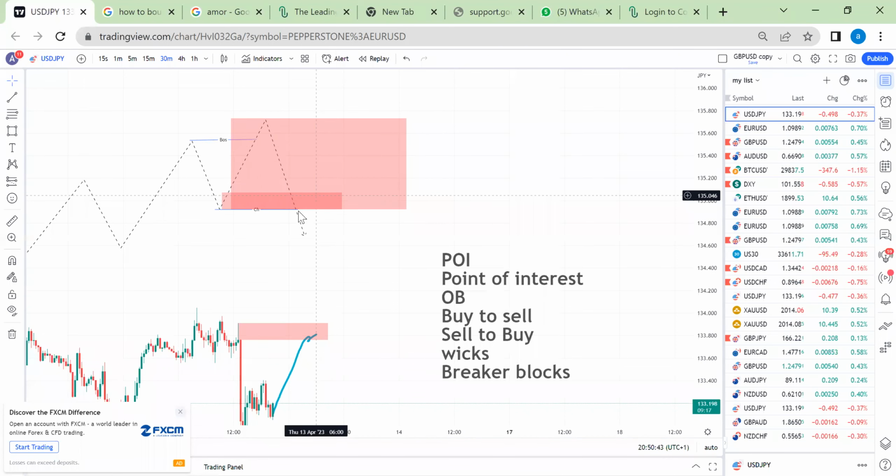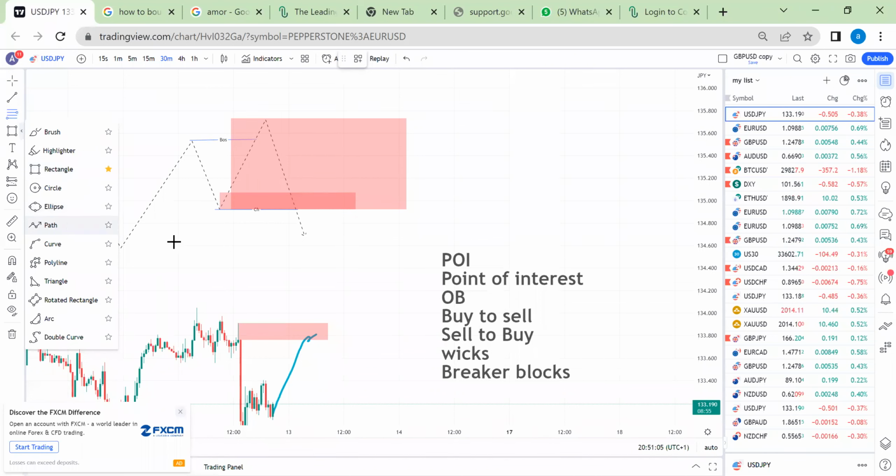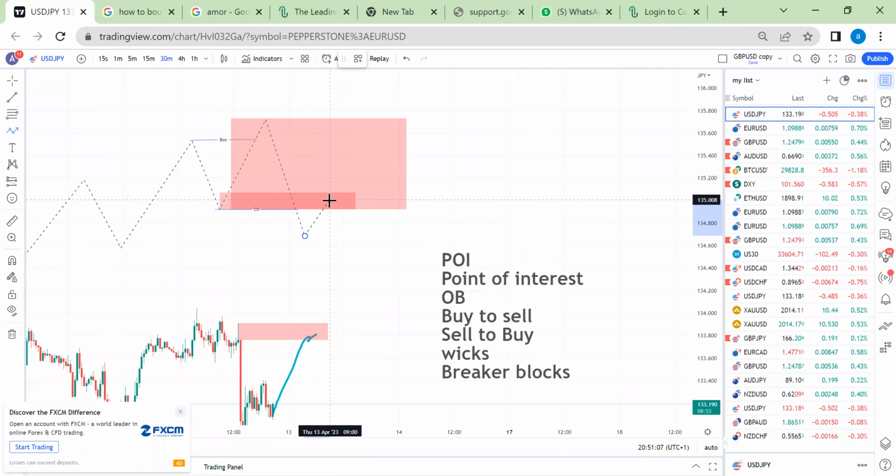Starting from here to this point, we are looking for POI, order blocks, or any kind of way we can refine our supply so that we can short. All right, this failed order block can now serve as an order block for itself. Do you understand?